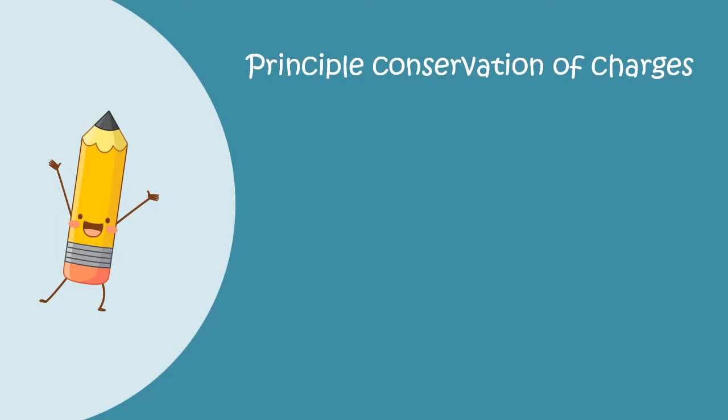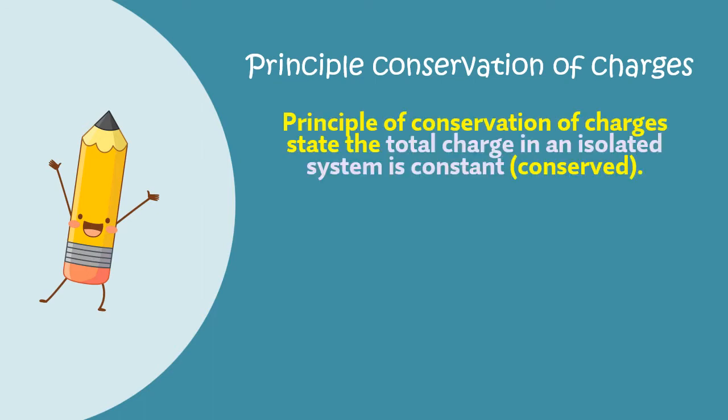Next, we go to the principle of conservation of charge. What is the principle of conservation of charge? It states that the total charge in an isolated system or closed system is constant or conserved. This means that the total initial charge equals the total final charge.